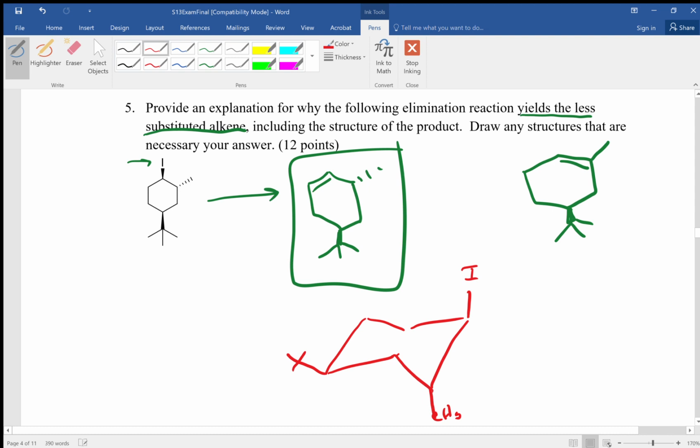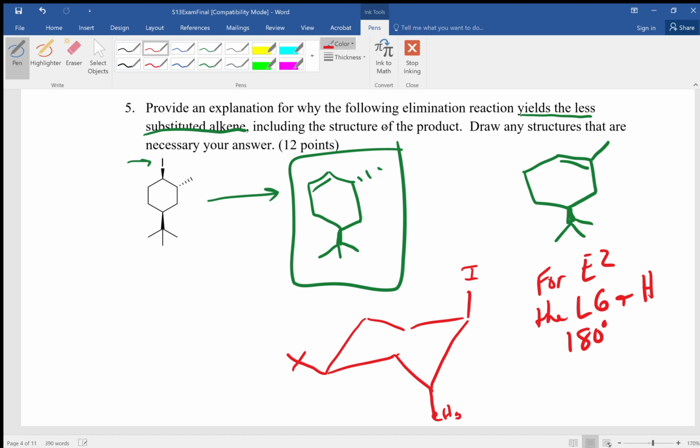Well, remember that for an E2 elimination, the leaving group and the hydrogen that's being removed have to be 180 degrees apart. Well, if we look down at the more substituted carbon, its hydrogen is over here. And as we can see, that's certainly not at 180 degrees. In fact, that's going to be more like 60 degrees.